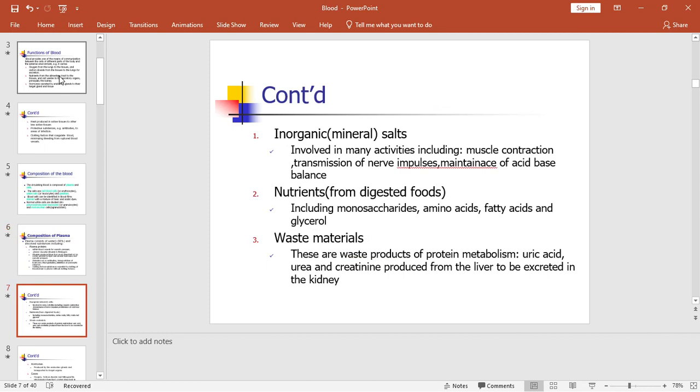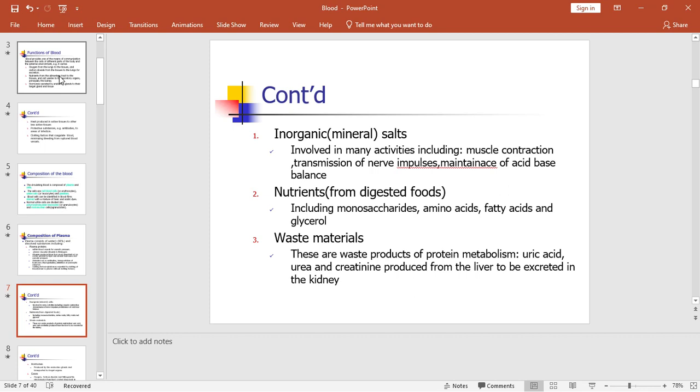Okay, so we're talking about dissolved components of the blood. We've spoken about proteins. I would like now to tell you about inorganic mineral salts. So what are some of these inorganic mineral salts? We're talking about everything: sodium, potassium, calcium, and bicarbonates, those kind of things.